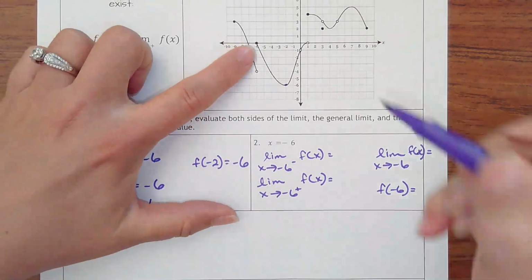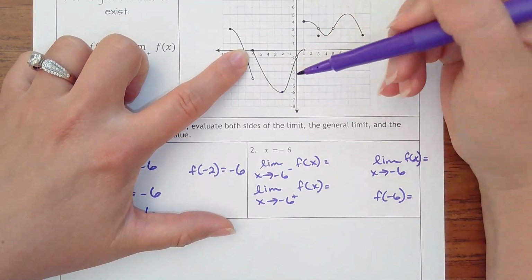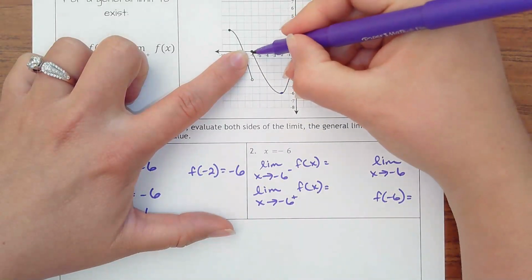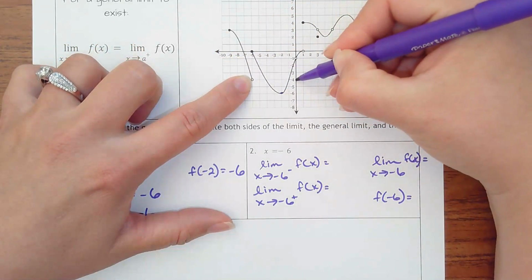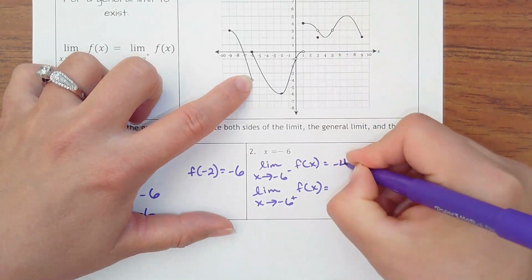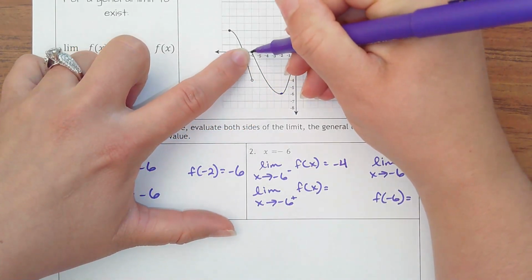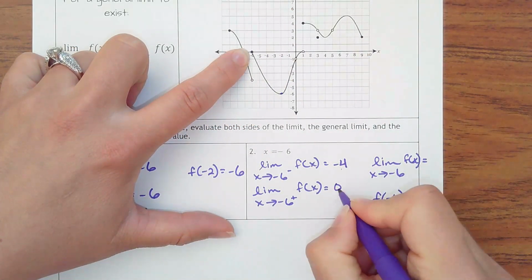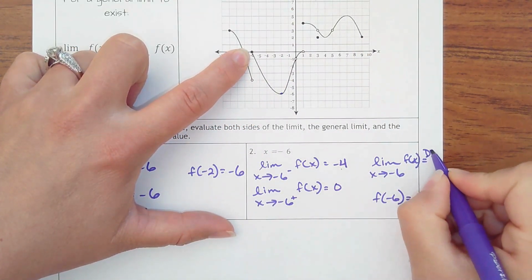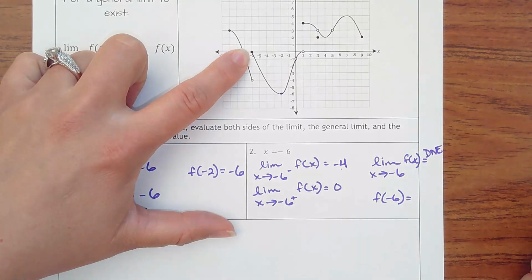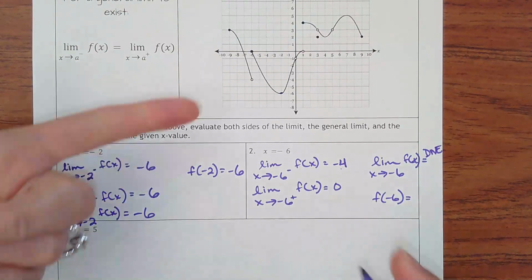Okay, so -6 is here. I already see that there's a break, so I should know ahead of time that my limits from the left and right are going to be different values. From the left, following here until I get to a y value of -4. From the right, I'm following until I get to a y value of 0. Since these don't match, the general limit does not exist. DNE is what you'll see. Does not exist because they're not coming to the same number.